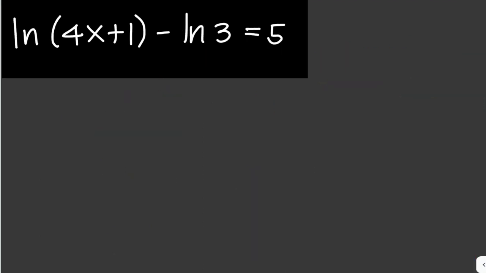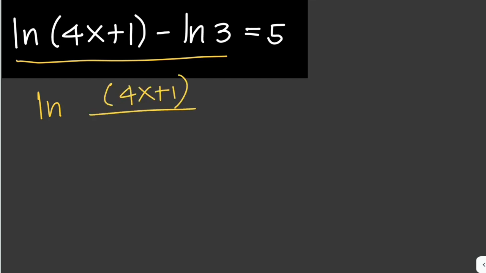Okay, let's solve another problem here. So we're given ln of (4x plus 1) minus ln of 3 equals 5. Again, we use the property of natural logarithm. We can use the quotient property. So we can write this as ln of (4x plus 1) over 3 equals 5. And then we can write this in exponential form.